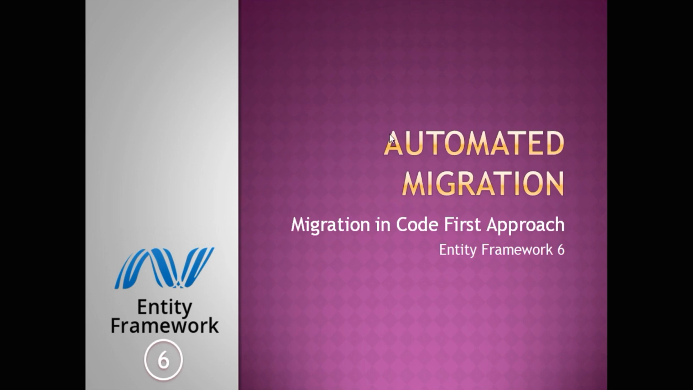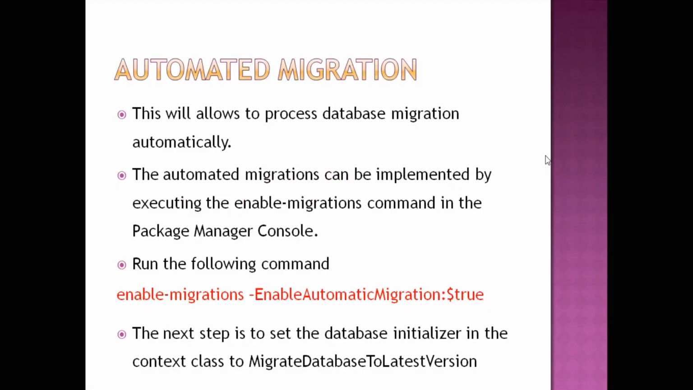In the last video, we already saw what is migration, what are the types of migration, what are the different database initializers available, and how they work. All these concepts are already seen practically. So in this video, we are going to start with the first type of migration, that is automated migration. So let us see it in detail.